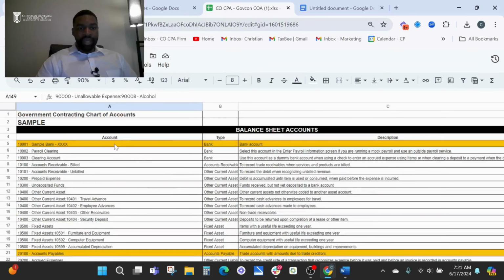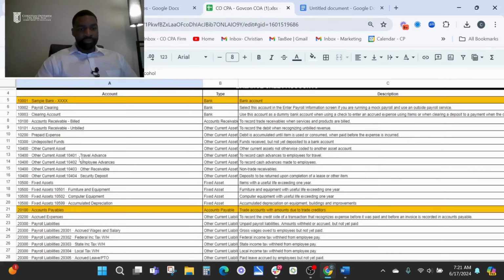in a list of assets, right? So this first part on the balance sheet is just your assets. Your bank accounts will be connected here, and you'll swap these out, right? You put the name of your bank accounts. Your AR, billed and unbilled, is extremely important.